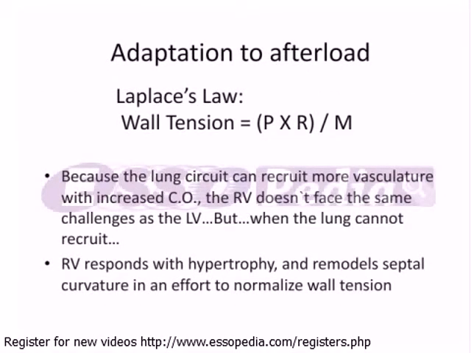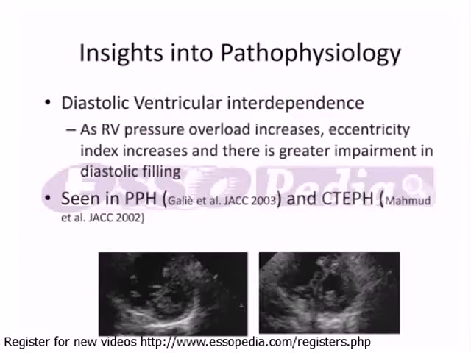Myocardial oxygen demand is determined by preload, afterload, and contractility. Preload is a function of wall stress, which is described by Laplace's law. Because the lung circuit can recruit more vasculature with increased cardiac output, the right ventricle doesn't face the same challenge as the left ventricle. But when the lung can't recruit any more, the right ventricle has an adaptive response with hypertrophy, and the septum remodels its curvature in order to normalize the wall tension. This is seen echocardiographically as right ventricular hypertrophy and a D-shaped septum.